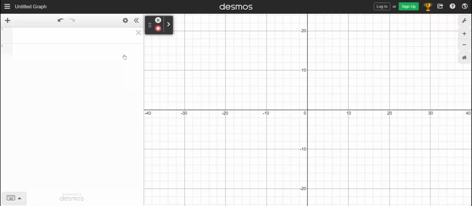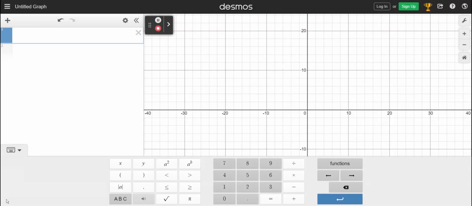Now, first thing, you want to get to desmos.com/calculator, the website we'll be using. And you'll see down here in the bottom left, there's a keyboard. We're going to want to use theirs for some of the special keys and functions you don't have on a normal physical keyboard.